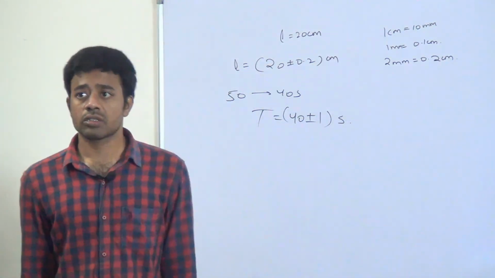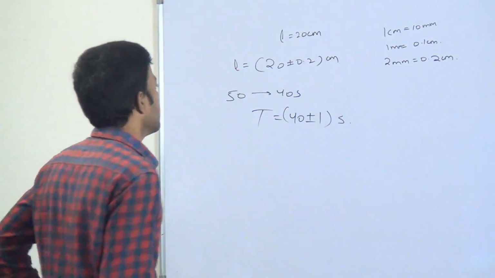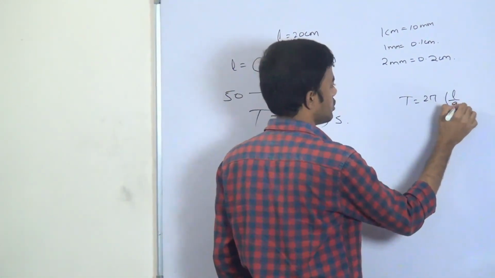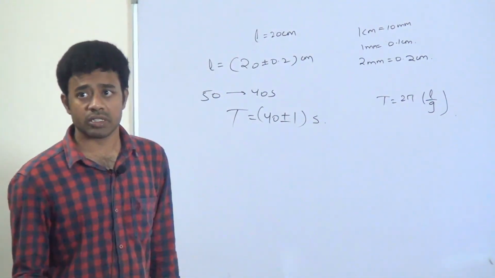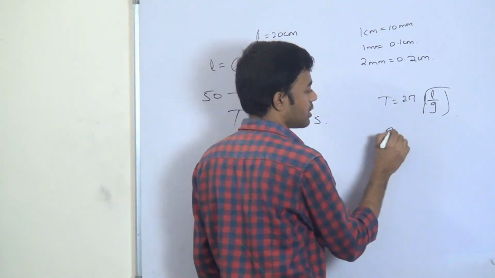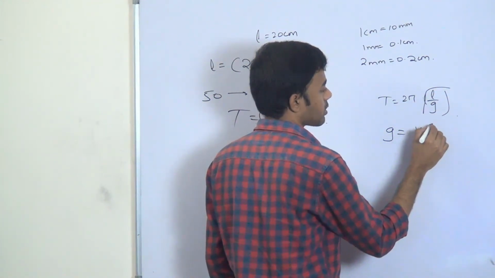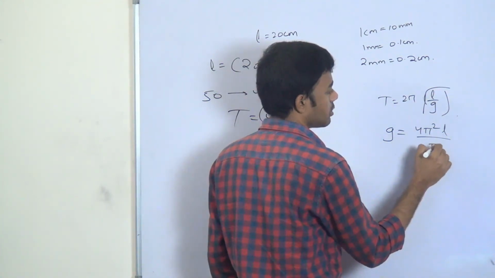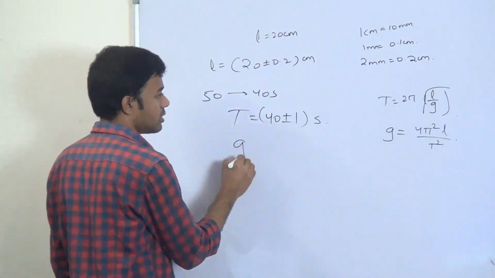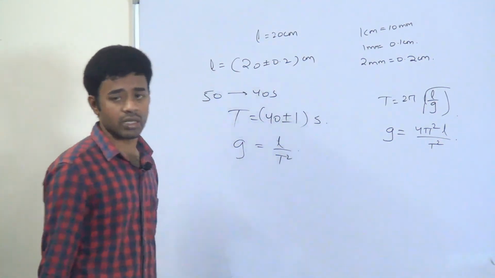Now he is asking for the percentage accuracy in the determination of acceleration due to gravity for a simple pendulum. Again we know that T equals 2 pi root over L by g. Now he is asking the percentage error in acceleration due to gravity. From this, as we wrote in the previous problem, g equals 4 pi squared L by T squared. As 4 pi squared is constant, it is L by T squared.